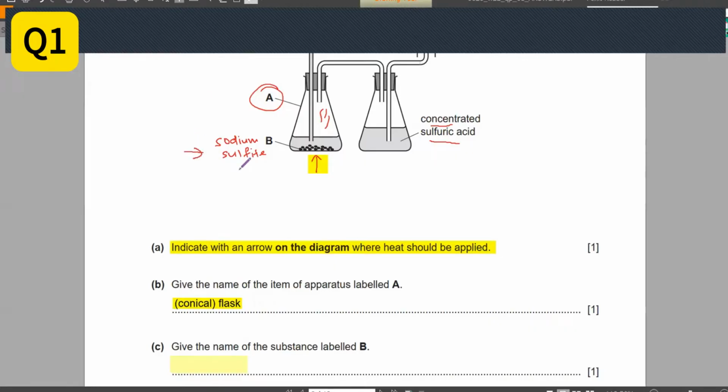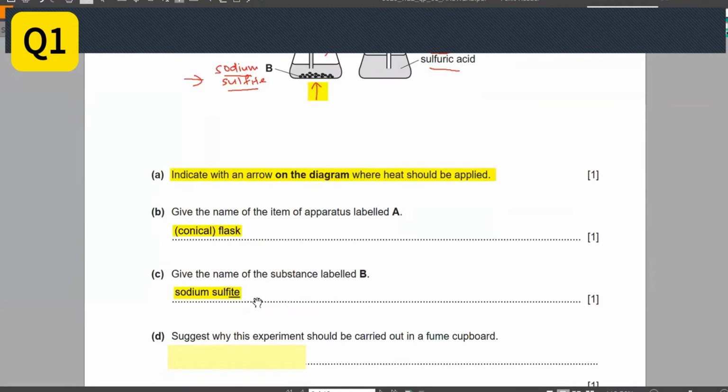Next question, name the substance labelled B. This part is also straightforward. We have the sodium sulfide solid here and then we add the hydrochloric acid. Sodium sulfide there. Next, why should this experiment be carried out in a fume cupboard? We already know that sulfur dioxide gas is a toxic gas. So we should do the experiment in the fume cupboard, which has an exhaust to remove the toxic gas. So it will be safer.